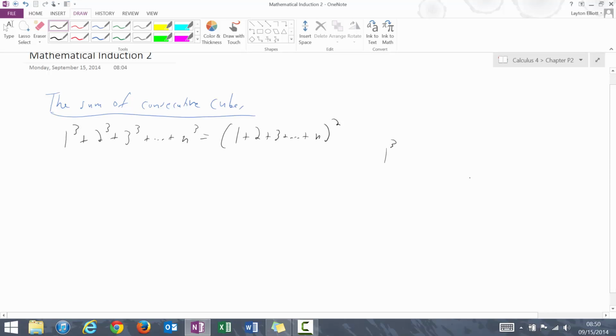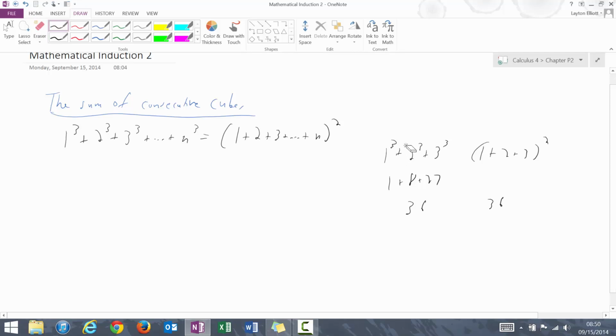So think about what that means for a minute, that if I took something like 1 cubed plus 2 cubed plus 3 cubed, which would be 1 plus 8 plus 27, or 36, that's the same thing as (1 plus 2 plus 3) squared. Again, an interesting result.